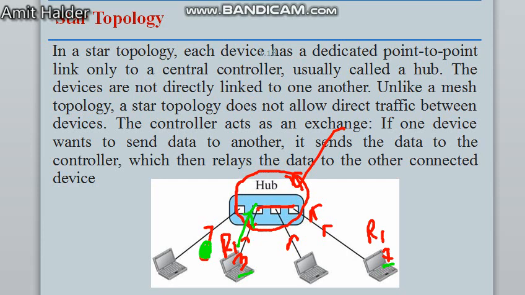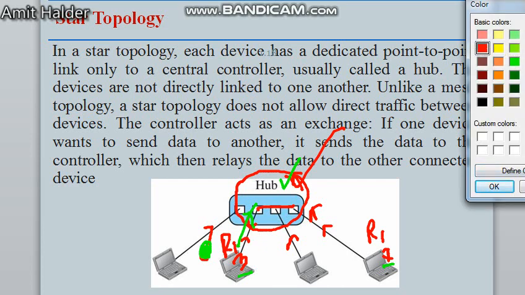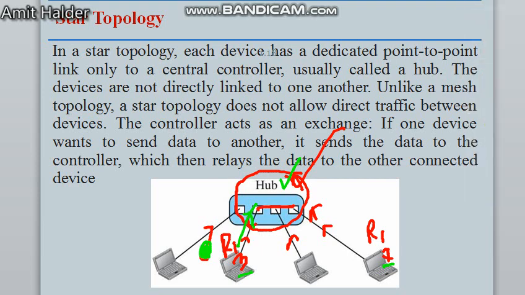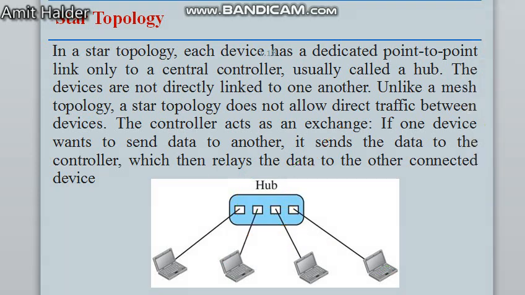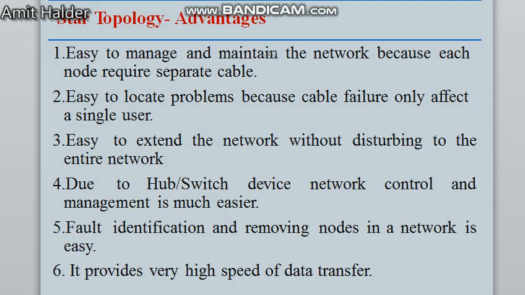So in a star topology, there has to be a central hub. Now, what are the advantages and disadvantages?